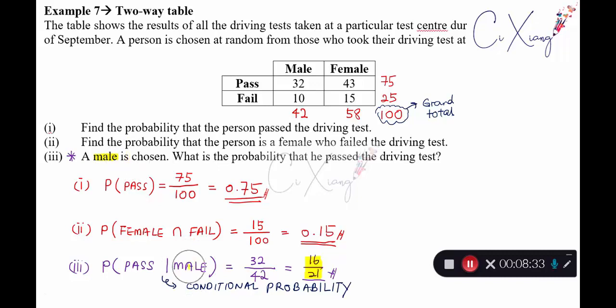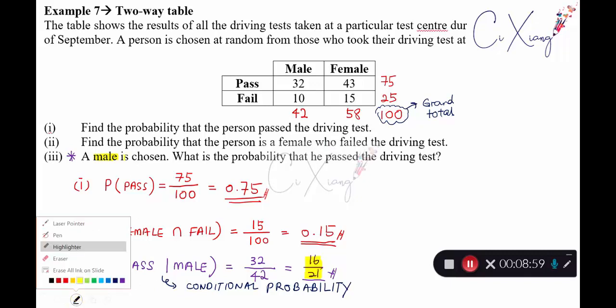Therefore, when you write in symbol form, the meal you should put on the right hand side of the stroke. After that, they want to find out the probability, from the meals that were chosen, of them passing the driving test. Therefore, the event pass you should write on the left hand side of the stroke. So we call this the conditional probability. So this is one pattern.